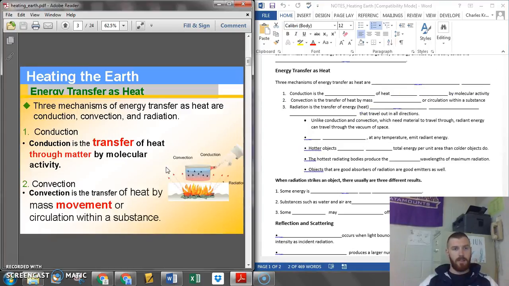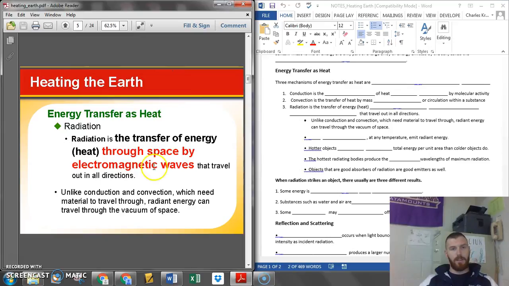And then last but not least, radiation, which is the transfer of heat through electromagnetic waves. Unlike conduction and convection, which need a material to travel through, conduction needing molecules bumping into each other and convection needing air or water, radiation can travel through a vacuum. And I'm not talking about the vacuum that somebody uses to clean their house. A vacuum means that space is void of all material, like space. So electromagnetic waves can travel through space. Radiation can travel through space, and this is how we get our energy from the sun. Okay, so that goes here as well.